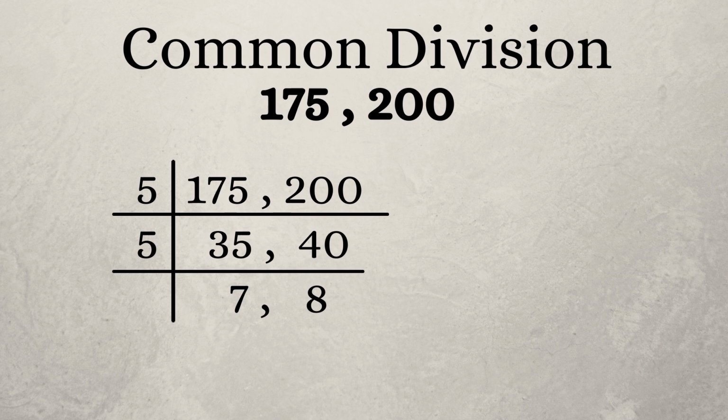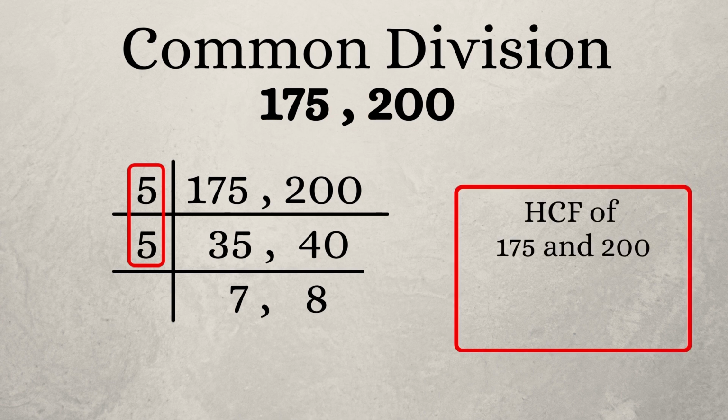Now, since we do not have any common factors between 7 and 8, we stop here and then mark the numbers on your left. Find the product and there you get the HCF of 175 and 200 as 25.